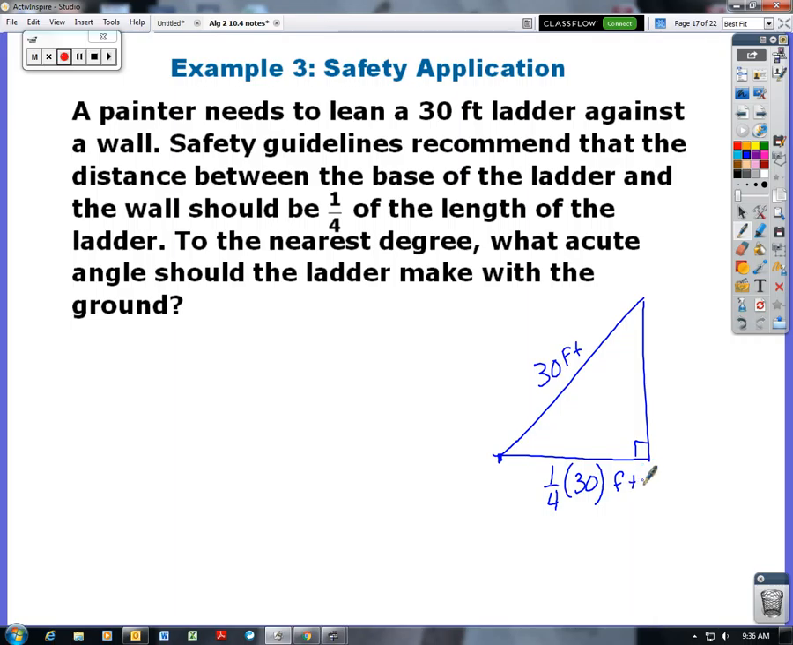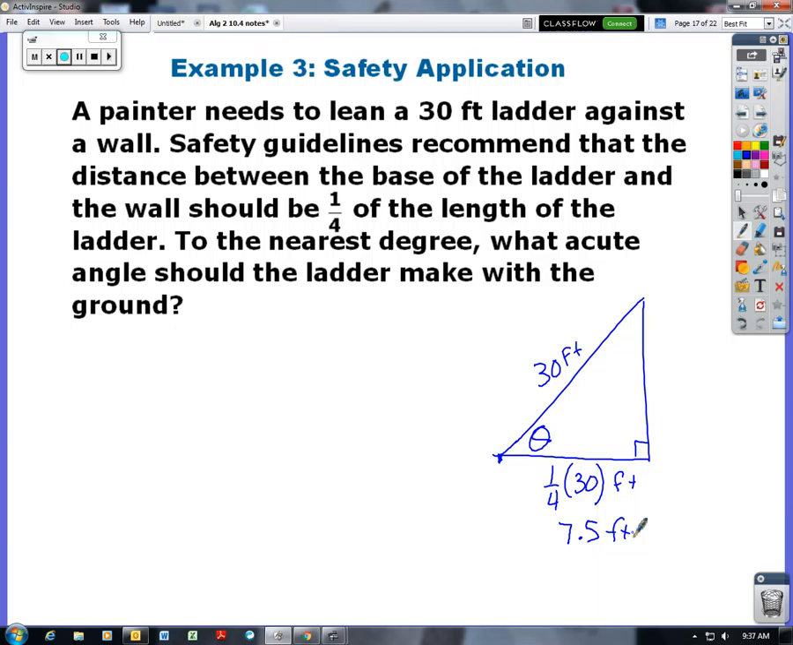To the nearest degree, what is the acute angle? What acute angle should the ladder make with the ground? So here's the ladder, here's the ground, this is our theta. Now you know what? You guys did this last year in geometry, the same exact problem. So let's see, 4 goes into 30, 7.5 times. So let's write that there. And that's easier to work with.